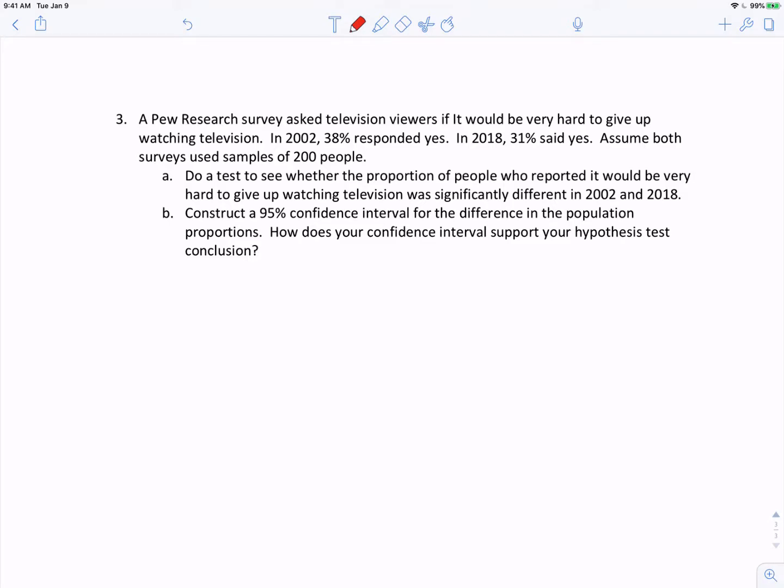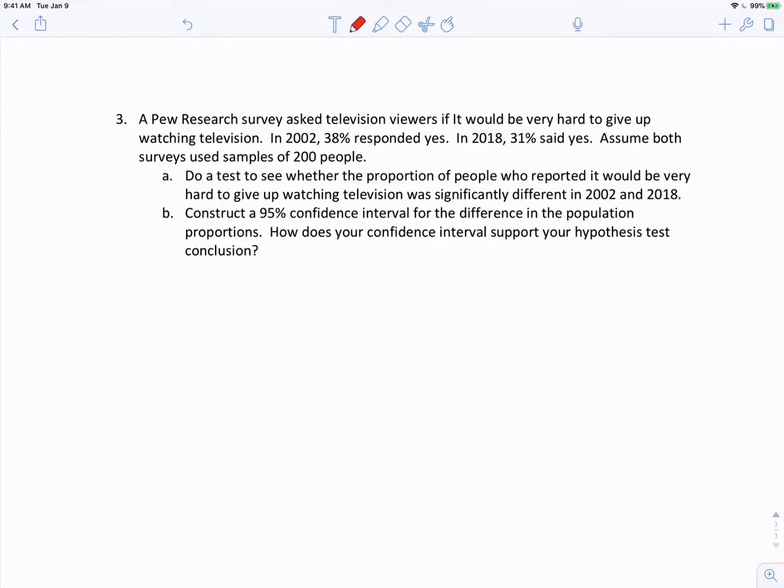A Pew Research survey asked television viewers if it would be very hard to give up watching television. In 2002, 38% responded yes, and in 2018, 31% said yes. Assume both surveys use samples of 200 people. Do a test to see whether the proportion of people who reported it would be very hard to give up watching television was significantly different in 2002 and 2018.